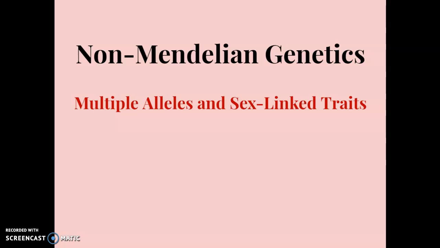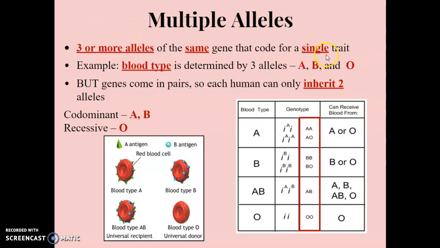Welcome to part 2 of the lecture over non-Mendelian genetics. Today we're going to be focusing on multiple alleles and sex-linked traits. So multiple allele crosses are crosses where 3 or more alleles of the same gene code for a single trait. An example for this is blood type, which is determined by 3 alleles, allele A, B, and O.